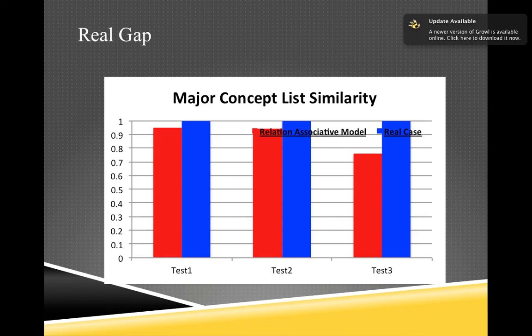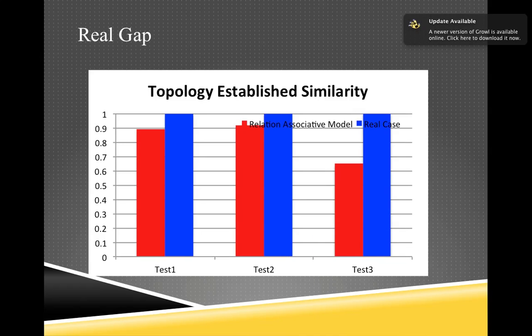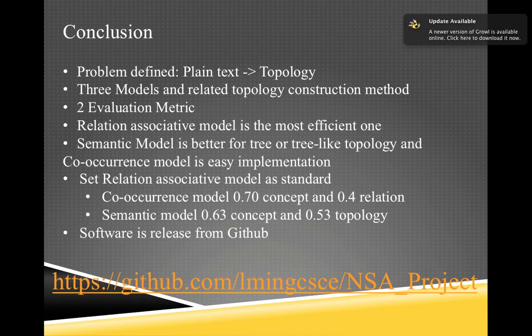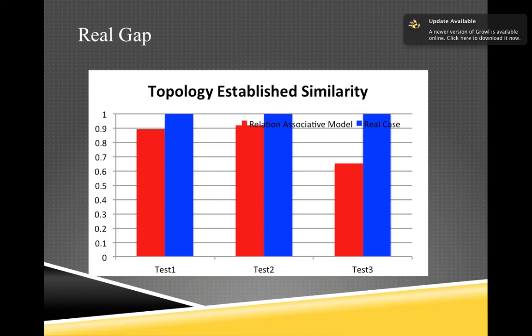the same as the original topology, but its effectiveness depends on the relation list you get. If the relation lists you get from the plaintext are very accurate, this model can get very accurate results. But if not, the result will be like test 3. It has not very high major concept list similarity and topology established similarity. So here are the total experiments I performed about this cross project.